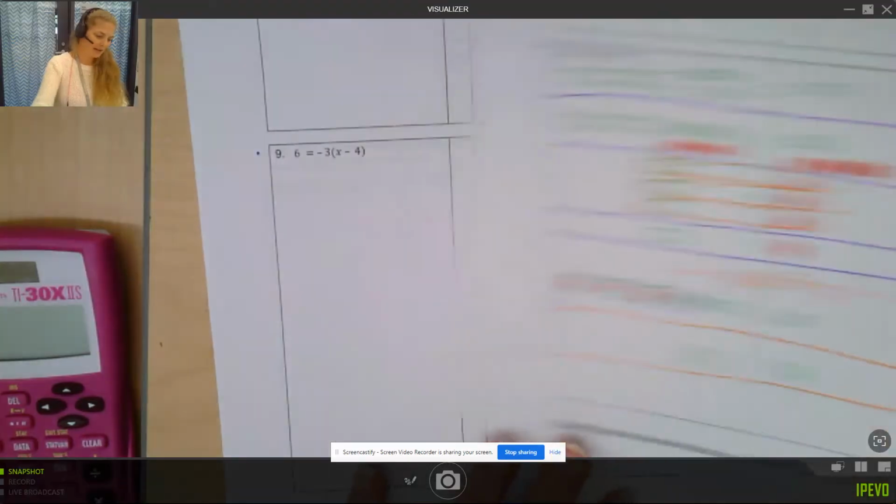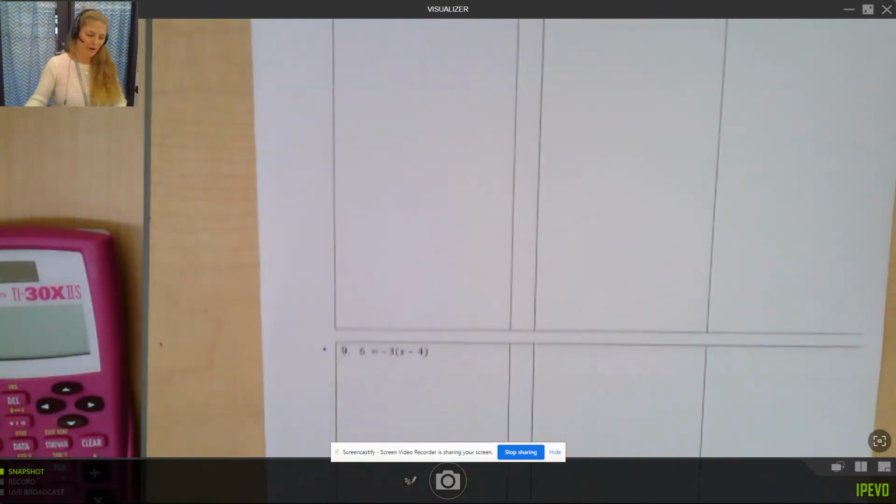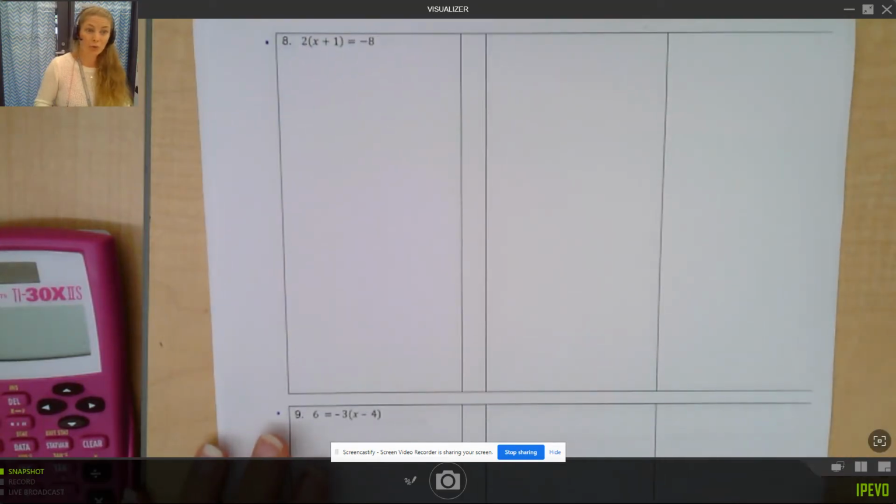Awesome work. Okay, so we just have a few more models left, and we're going to get into solving these without models soon. So let's take a look at number 8. Ooh, groups, you guys. We've done this before last module.